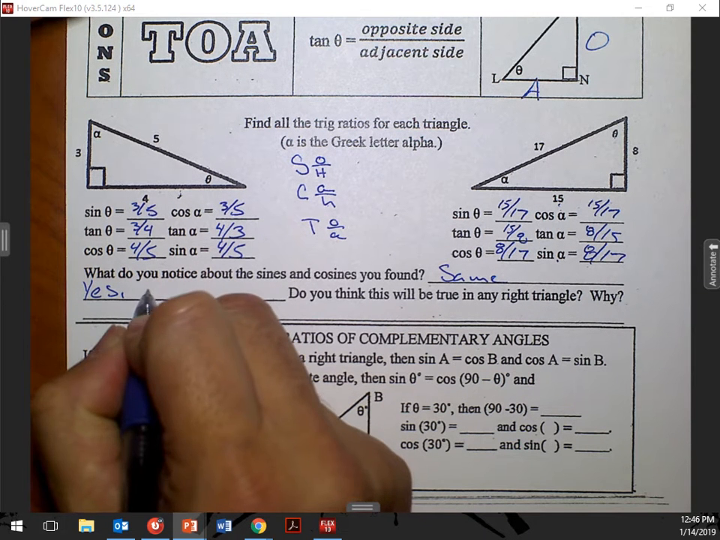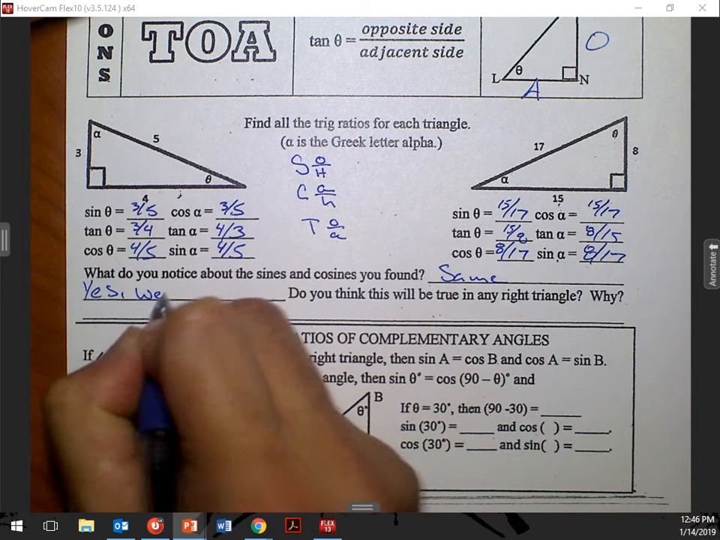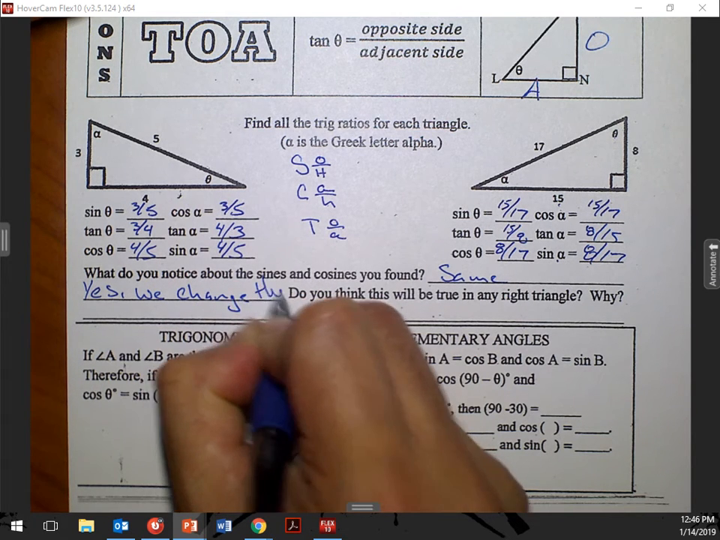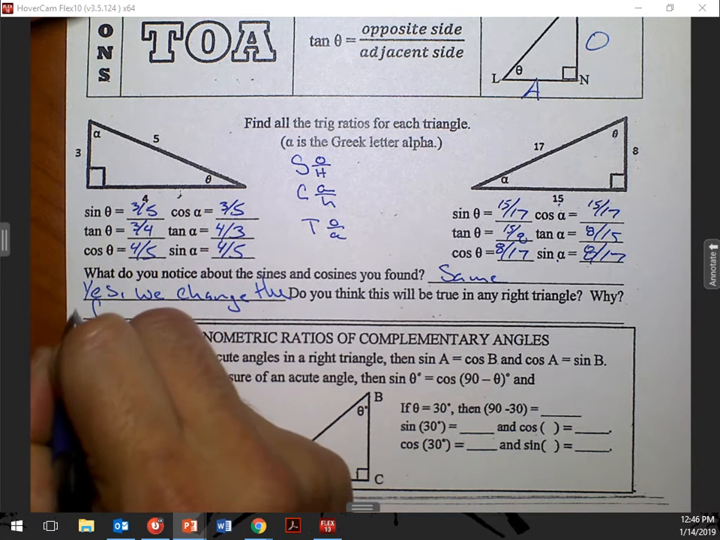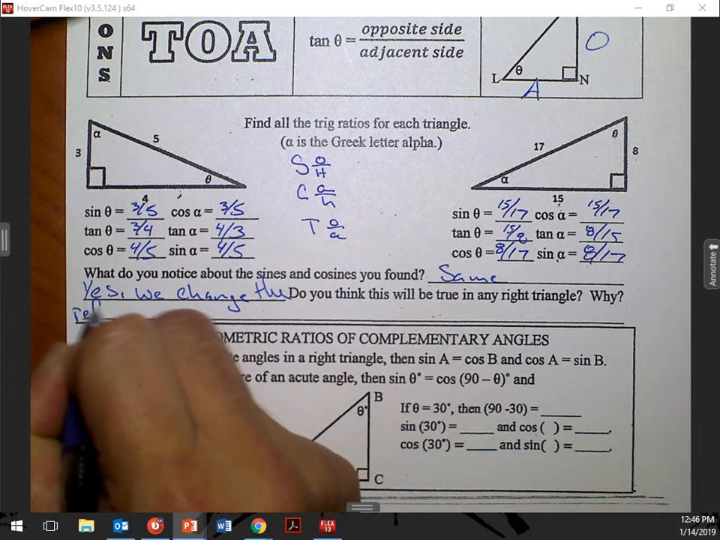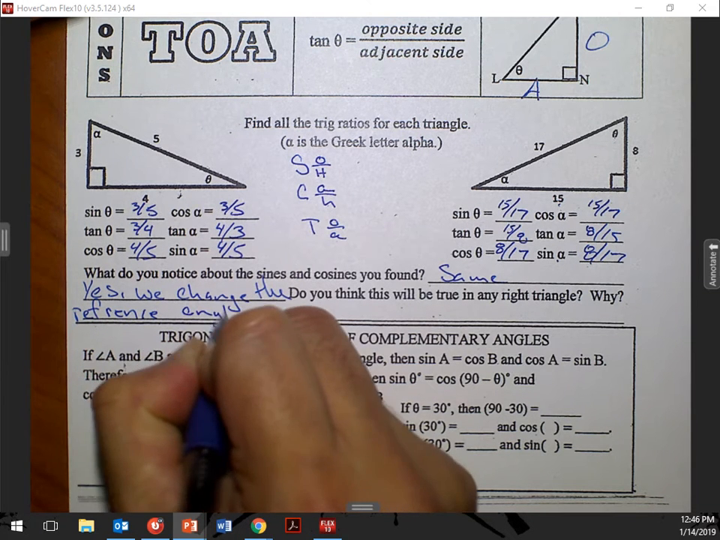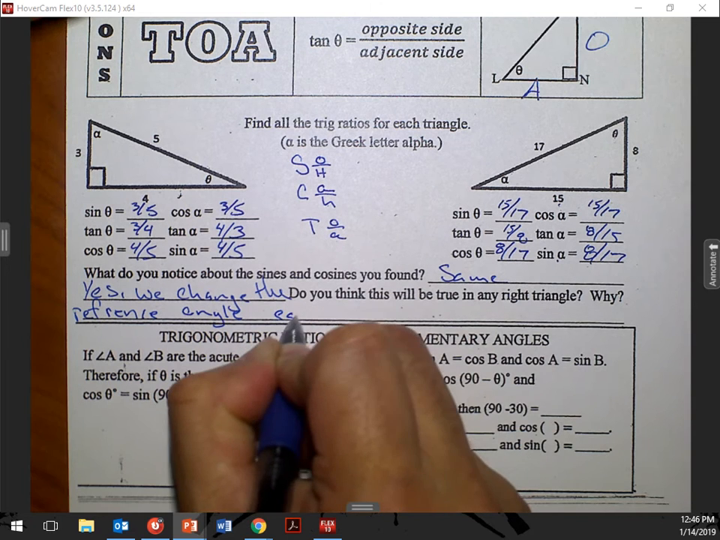And, okay, we change the reference angle each time.